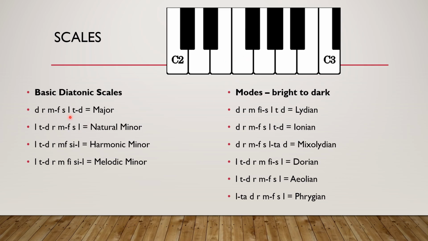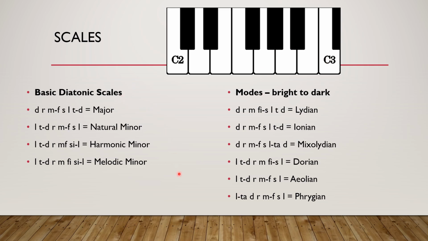Major seconds, the rest of the notes here are major seconds except for the harmonic minor, and we'll get to that when we get to that. So do to re is a major second, you skip one note. Re, mi is a major second, so we go D to E. Mi, fa is a minor second, E to F, and so on. Fa, sol, sol, la, ti, do.